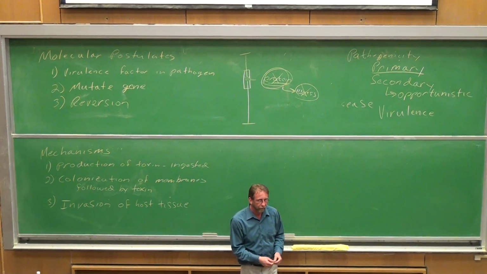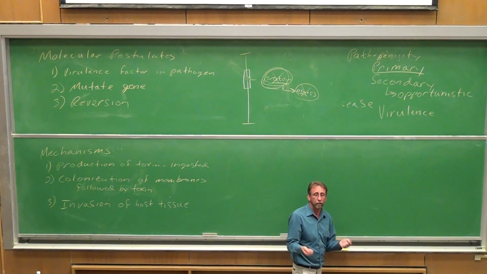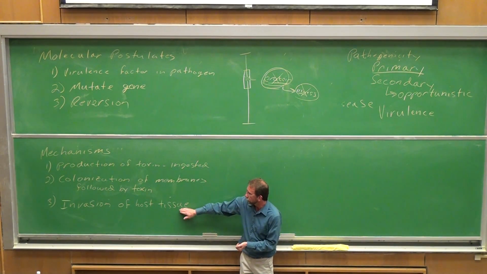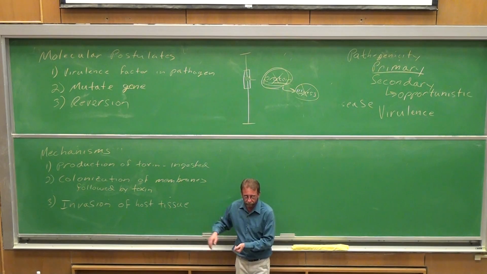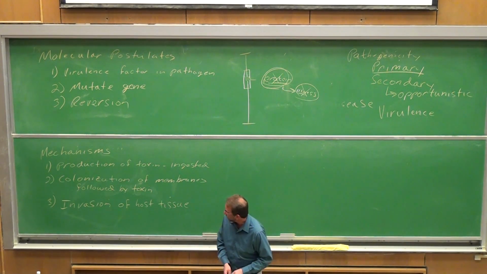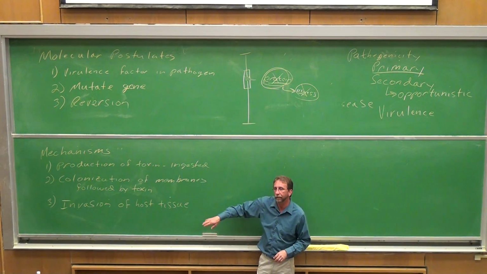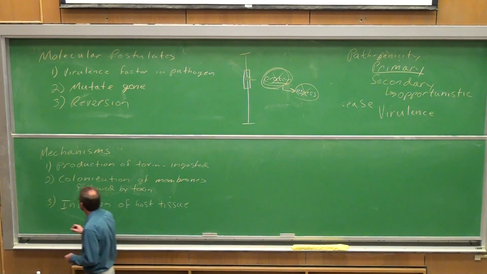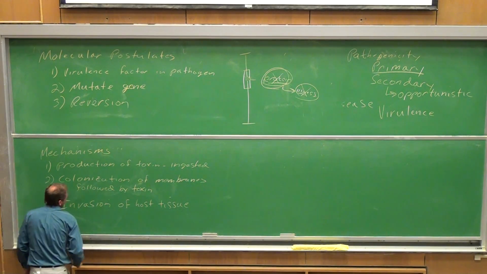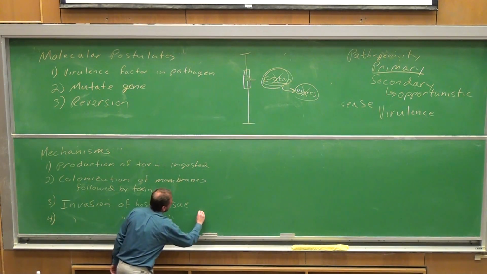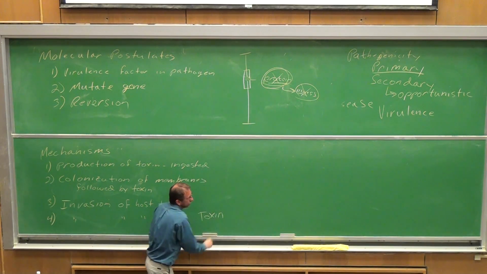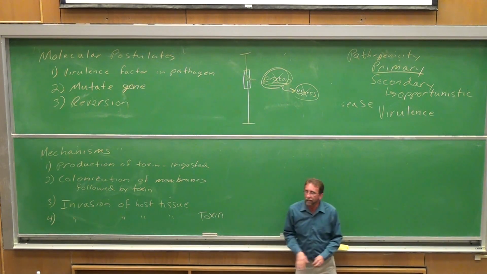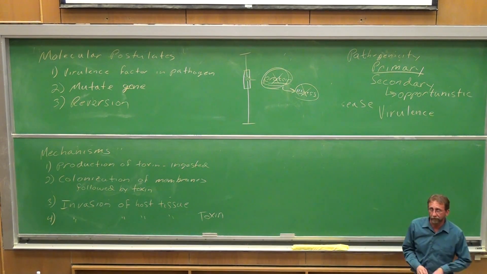Some of the things that you can think of, Yersinia pestis, we talked about this first day of class, causes the Black Plague. Invades host tissues and produces its damage. Salmonella, Mycobacterium tuberculosis, invade host tissues. And then fourth, you can invade host tissues and produce a toxin. Streptococcus pyogenes is a microbe that does this.